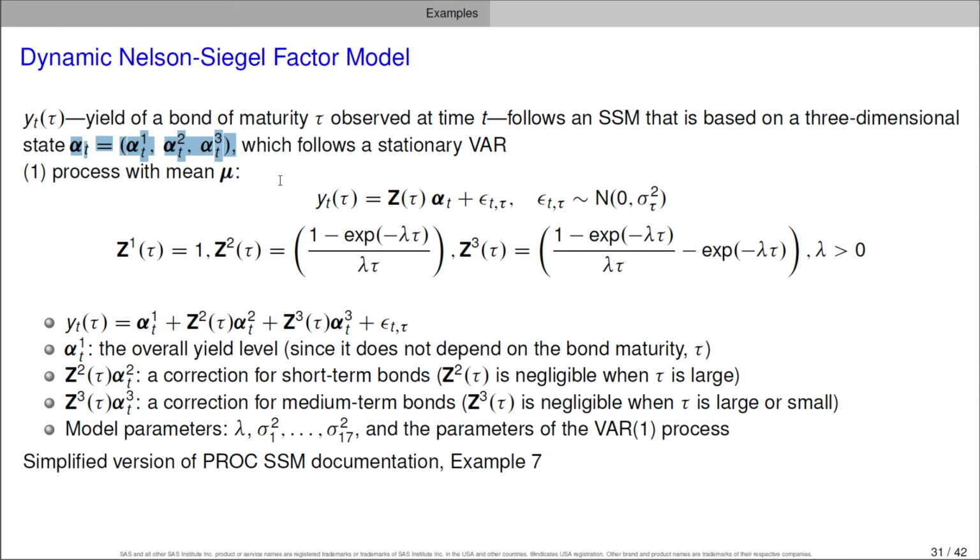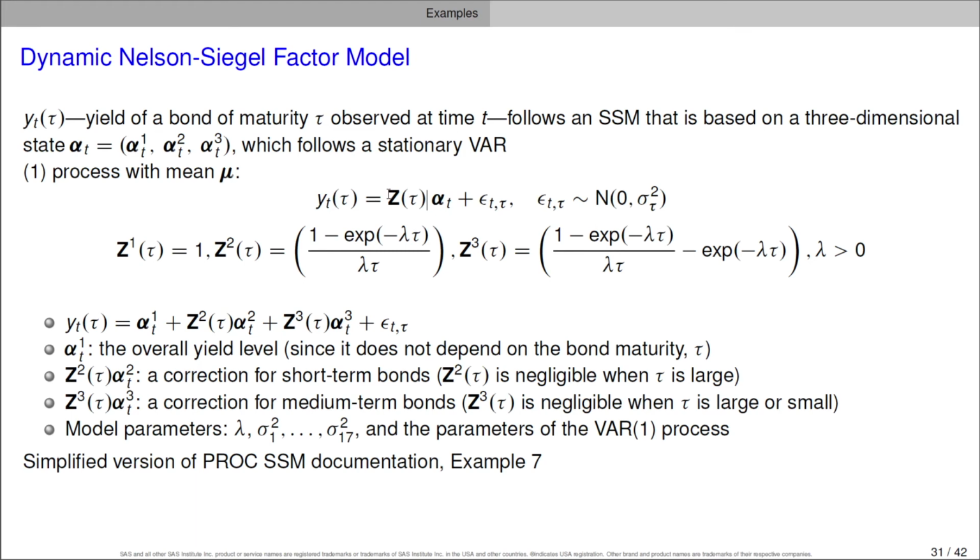The observation equation of this model is a bit involved. So the observation is given here. The observation equation has just two terms. One is a vector product of z and alpha, and the other is the error. This error process, or the noise, has a variance that changes with the bond maturity. So for a bond of 3 months, there is an error variance associated with it. For a bond of 6 months, there is a different error variance associated with it. So for each different maturity, we'll assign a different error variance for the observation error.